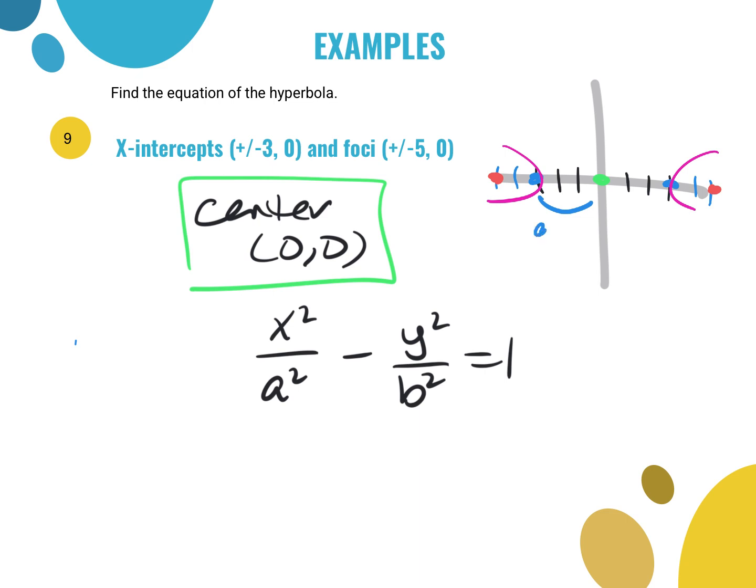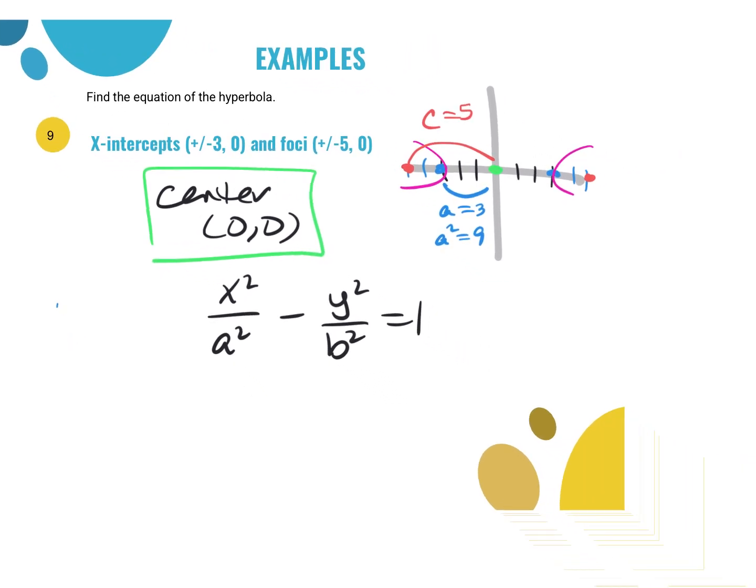and you can see that it's 3 spaces away. So a squared is 9. My c value is the distance from the center to the focus. So my c value is 5. In order to find b squared, I need to use the formula c squared equals a squared plus b squared.